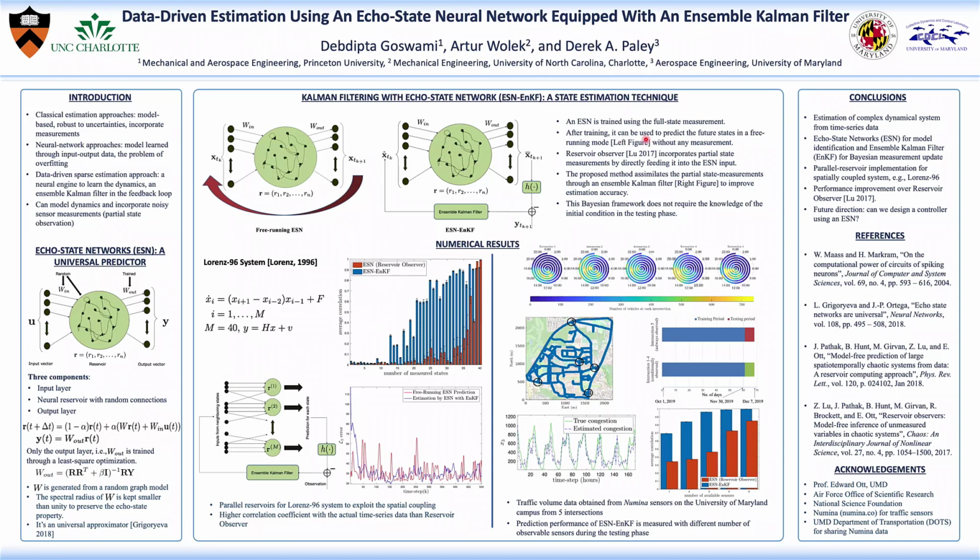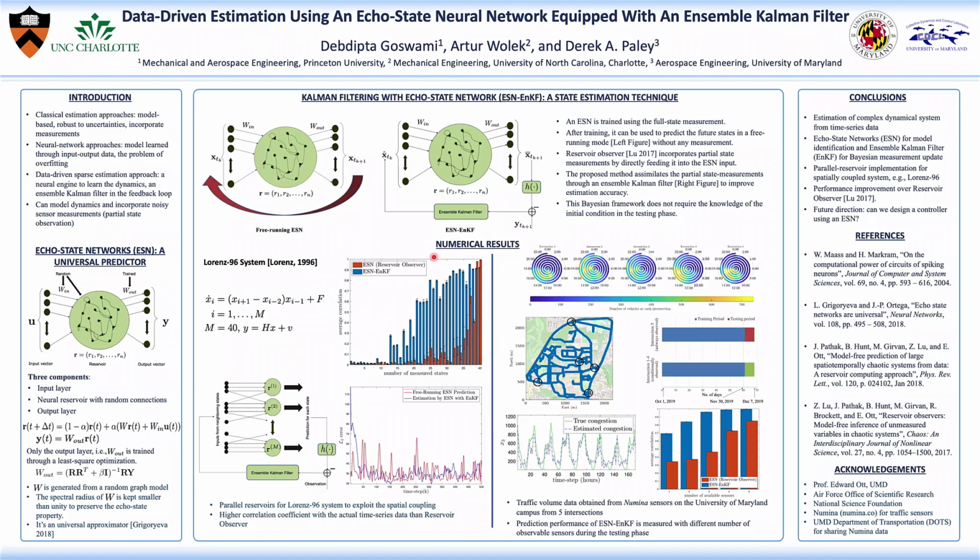An echo state network trained using the full state measurements can be used to predict the future states in a free-running fashion, and the Reservoir Observer, published in 2017, incorporates the partial state measurements by directly feeding them to the echo state network input. But our proposed method assimilates the partial state measurements through an ensemble Kalman filter using a Bayesian approach, and that also removes its dependence on the initial condition.